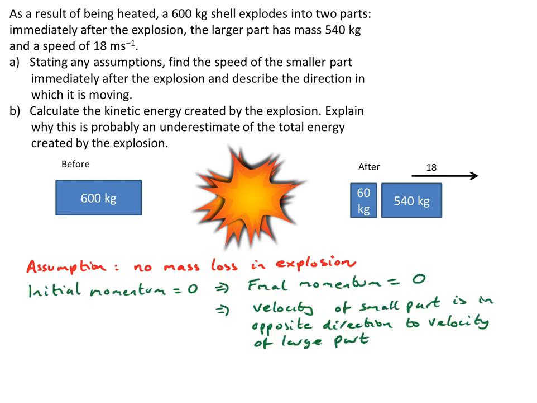Just before the explosion occurred, there was no momentum. So the final momentum must be equal to 0 because there are no external impulses acting on the system. So the momentum of the small part must be equal and opposite to the momentum of the large part, which means that the velocity of the small part must be in the opposite direction to the velocity of the large part. So we can put that onto our diagram, and we've now got our completed diagram.